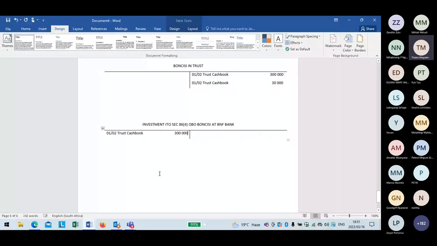Prof, so this way we have invested, and now we can say that we are done with transactions of 1 February 2020. What about the 30,000? Are we not investing it? Read the instruction. 30,000 is our costs. Yes, but read the fourth line. You are authorized to invest the deposit. How much is the deposit? 300,000. Yes.